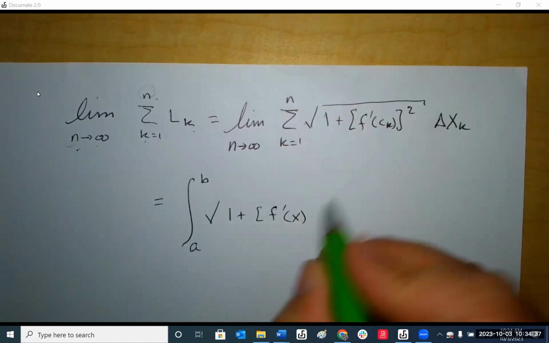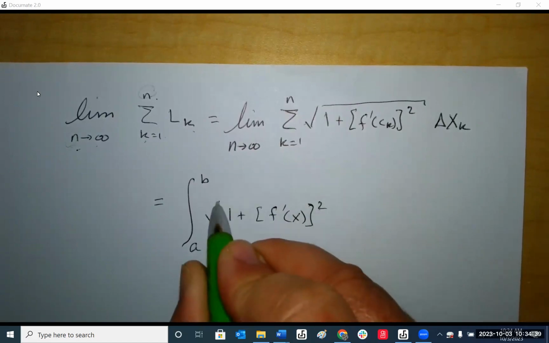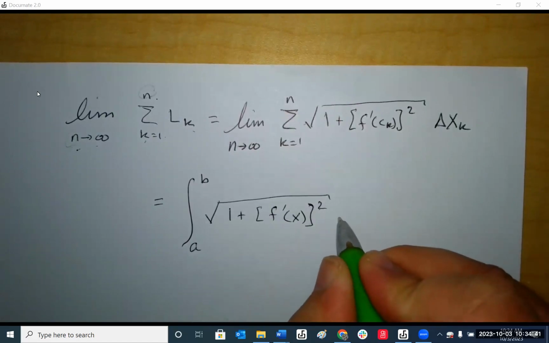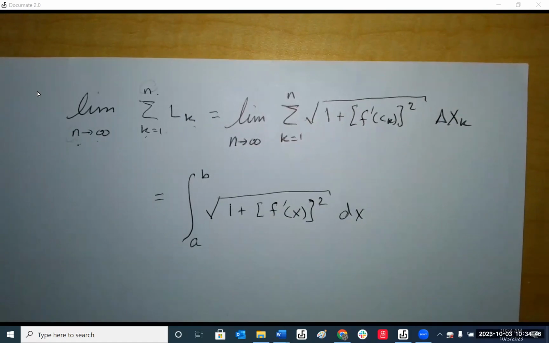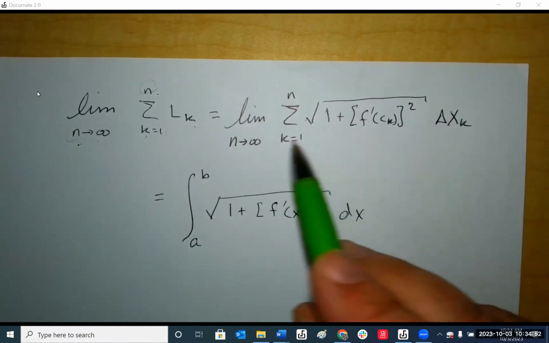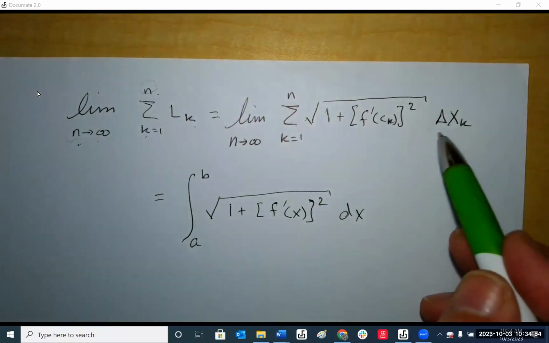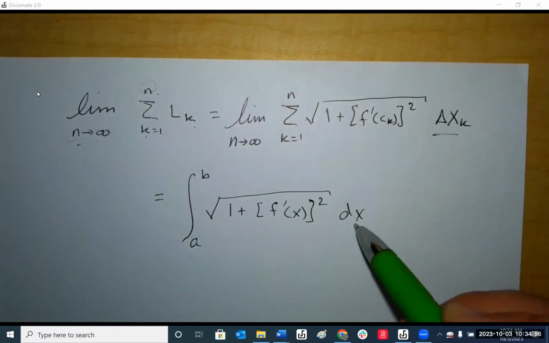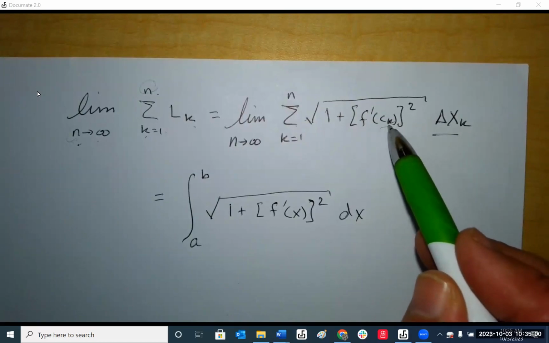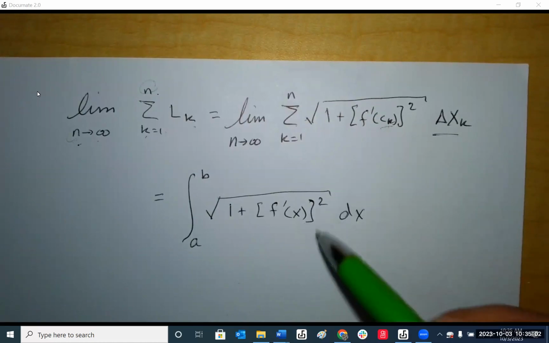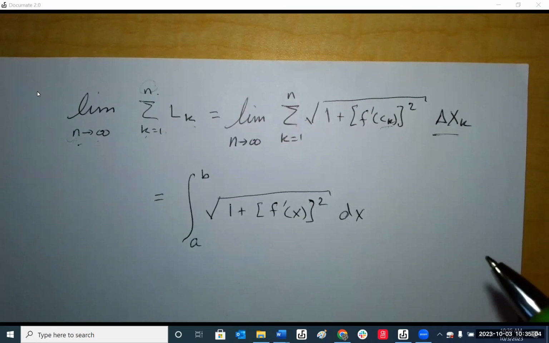So now instead of doing the bounds, we're changing the limits of the summation of the delta x. That now becomes dx since we're integrating it. And instead of the c sub k, it's just x because we're integrating with respect to x.